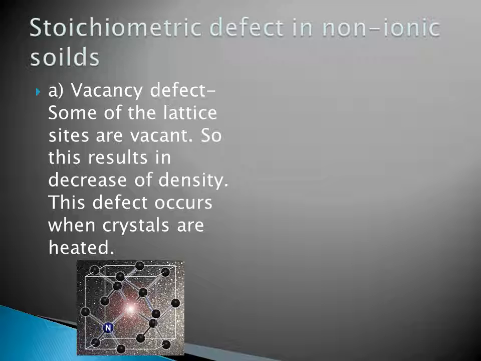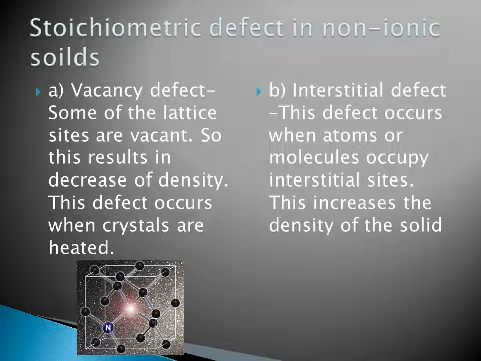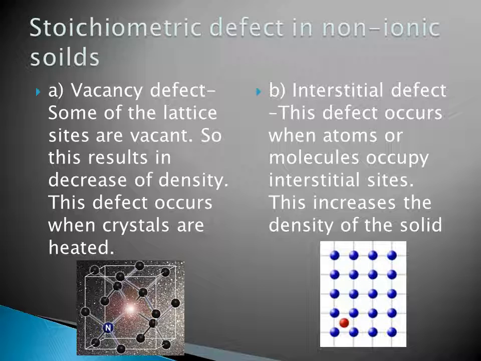The second type of stoichiometric defect found in non-ionic solids is interstitial defect. In this, atoms occupy interstitial sites, so density increases. Now, if you check the diagrams, it explains both of the defects.